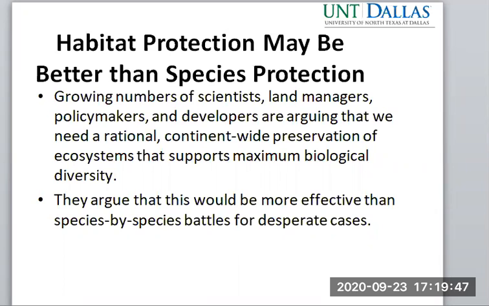Habitat protection may be better than species protection. By concentrating on individual species, we spend millions of dollars to breed animals or plants in captivity that have no natural habitat where they can be released. While flagship species such as mountain gorillas or Indian tigers are reproducing well in zoos and wild animal parks, the ecosystems that they formerly inhabited have largely disappeared.